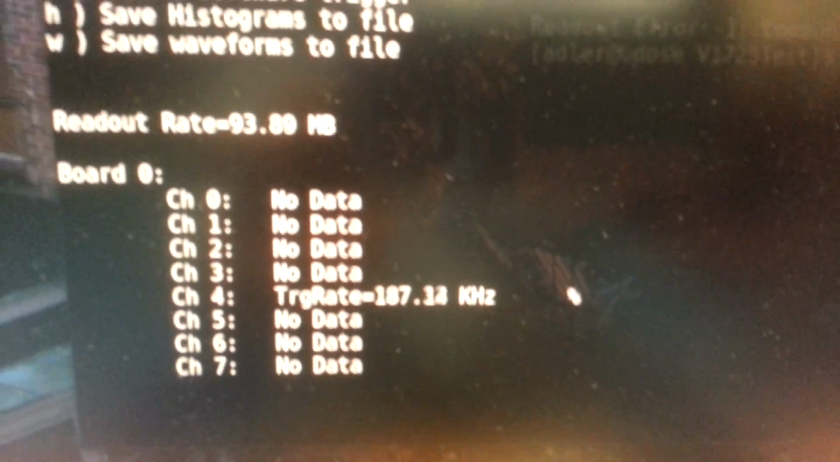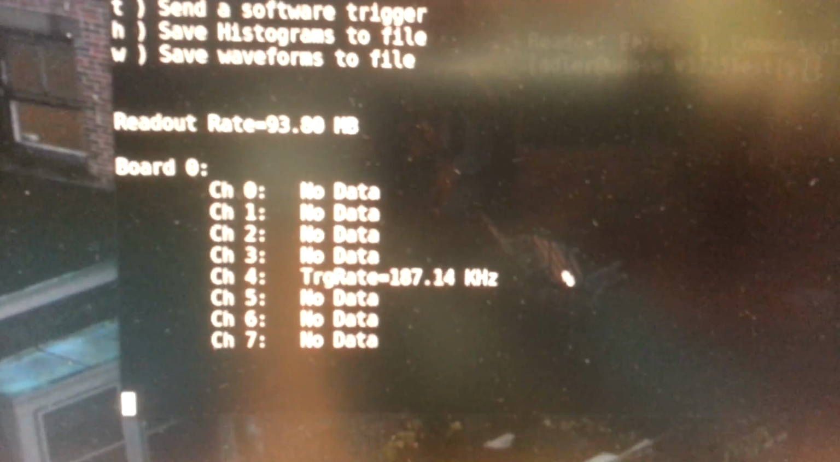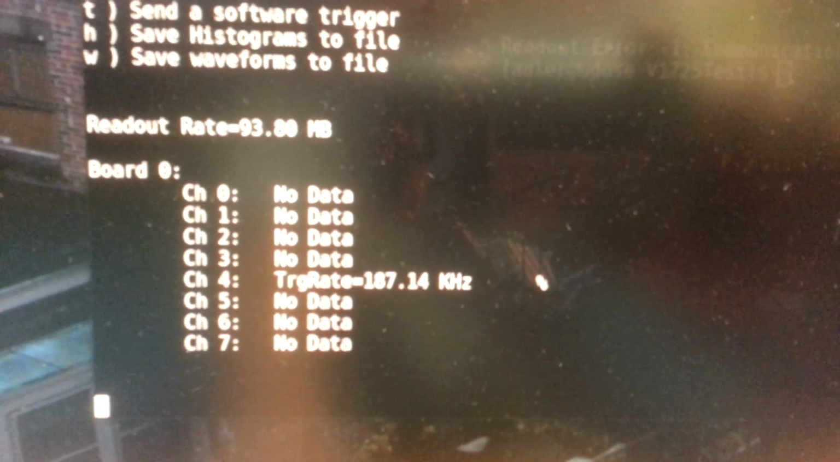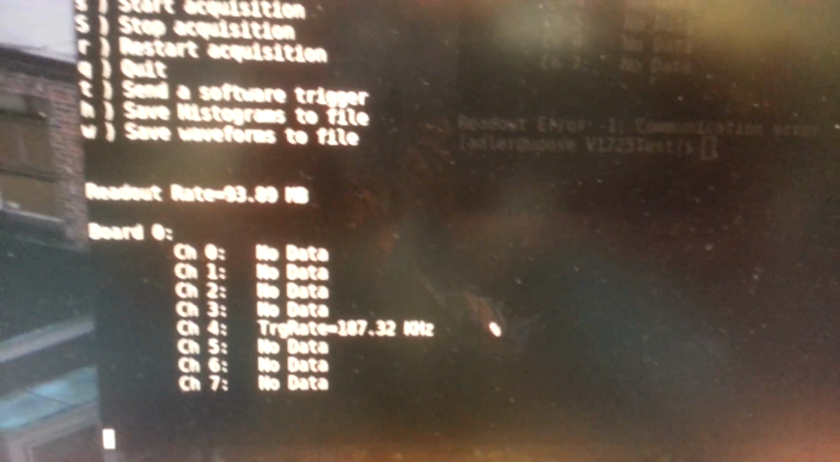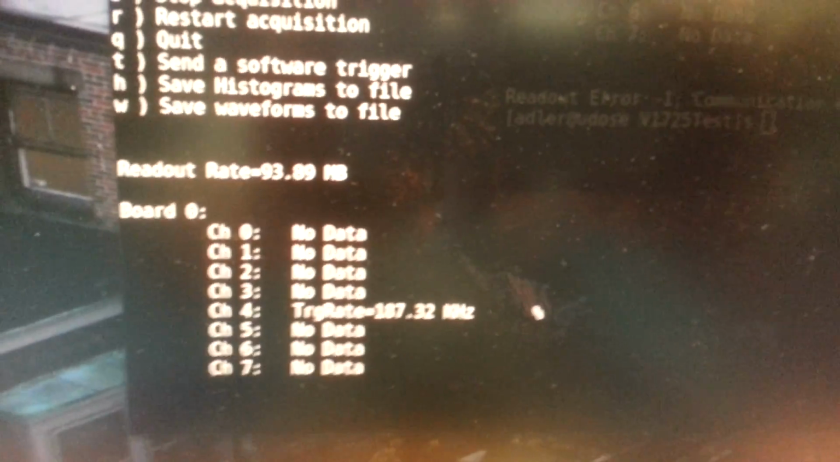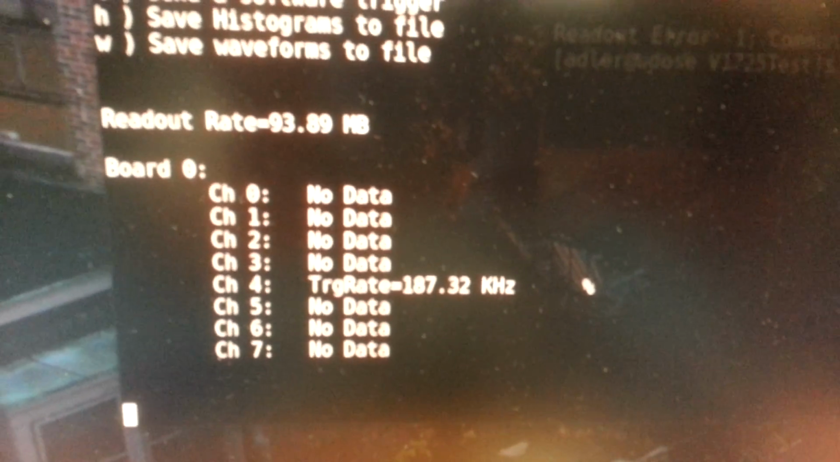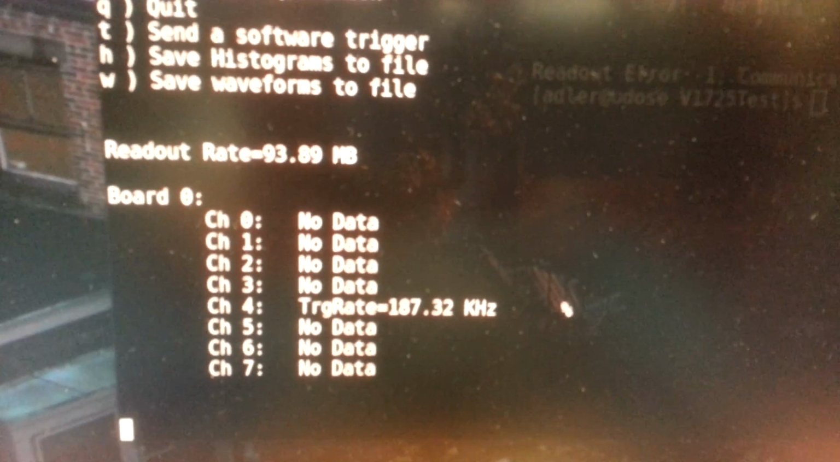The trigger rate is not quite 200 kilohertz because I've ramped up the record length to 256 samples. So I'm reading out a record length of 256 samples, and I'm getting the 93 megabytes per second data rate. And if you notice, it's very steady.